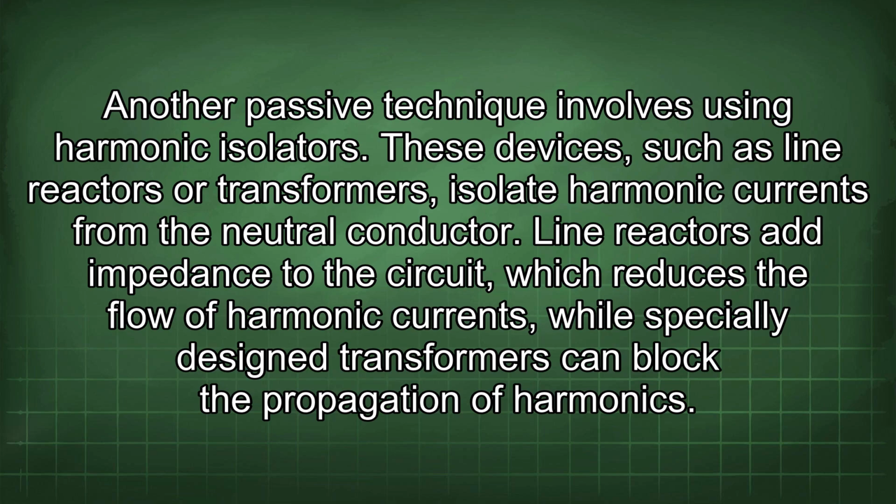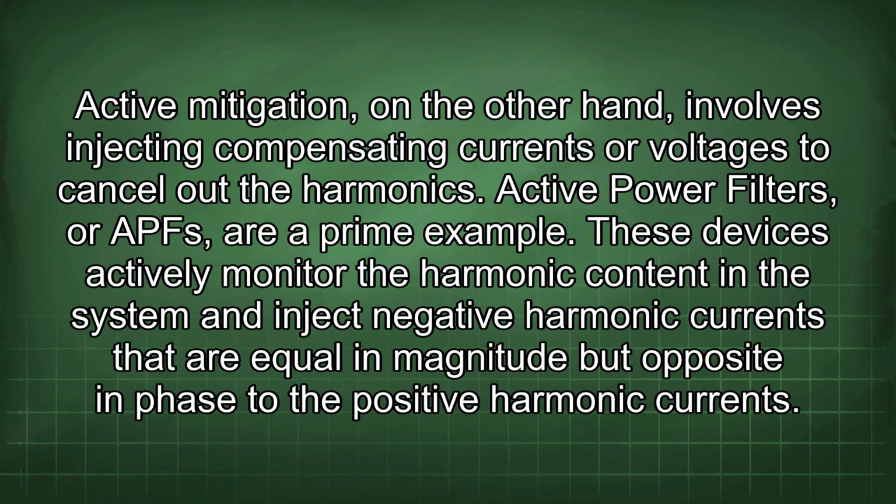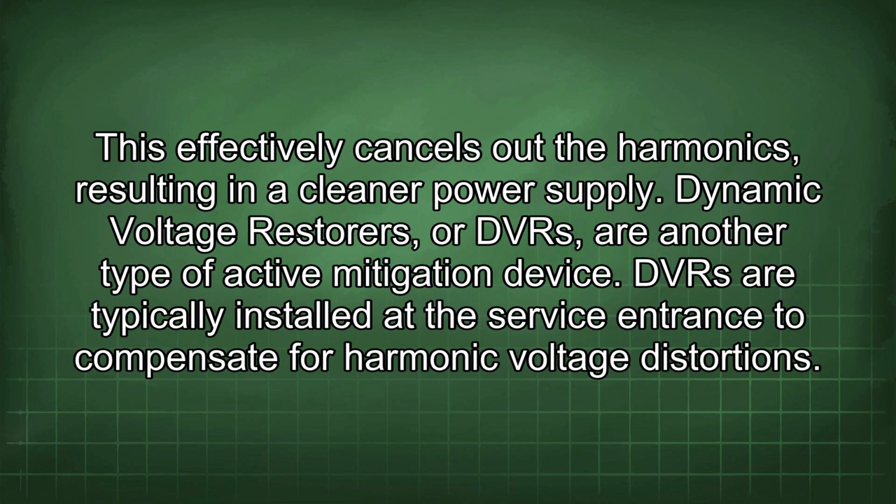Line reactors add impedance to the circuit, which reduces the flow of harmonic currents, while specially designed transformers can block the propagation of harmonics. Active mitigation, on the other hand, involves injecting compensating currents or voltages to cancel out the harmonics. Active power filters, or APFs, are a prime example. These devices actively monitor the harmonic content in the system and inject negative harmonic currents that are equal in magnitude but opposite in phase to the positive harmonic currents. This effectively cancels out the harmonics, resulting in a clearer power supply.